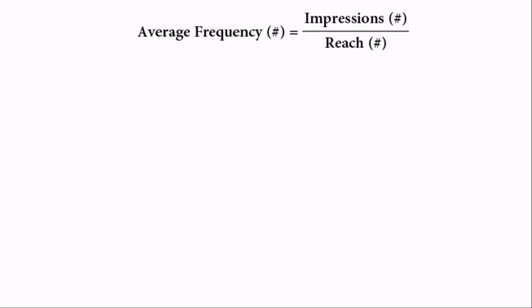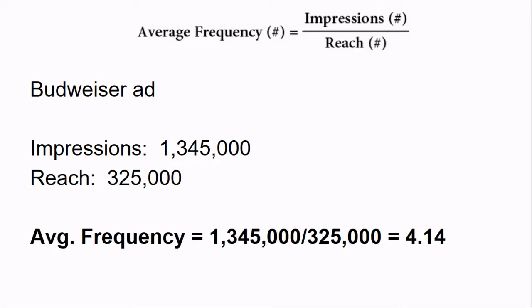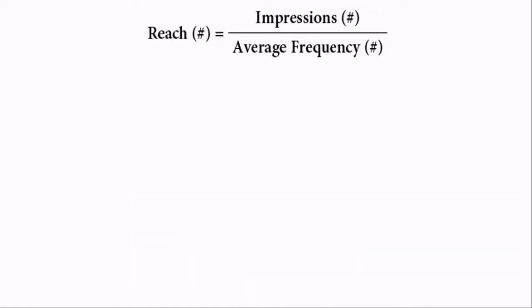So we can solve for average frequency here. So Budweiser puts an ad on television. They know they have 1.345 million impressions. They know their reach was 325,000 viewers. Therefore, their average frequency, quite simply, is 4.14. And you can just round that to the nearest 2 digits. It really doesn't matter, just as long as you're consistent.